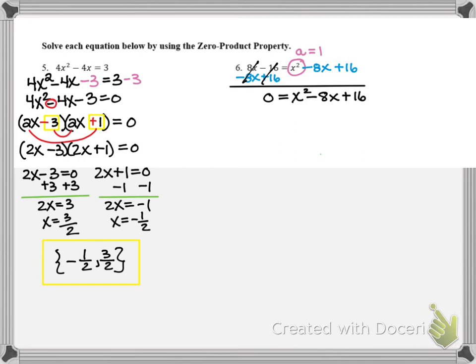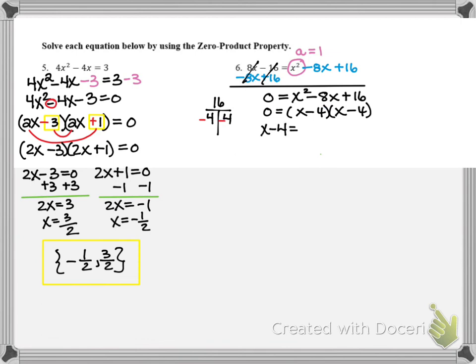It doesn't really matter what side the 0 is on. Right side, left side, it doesn't matter. So now I'm going to factor x squared minus 8x plus 16. The factors of 16 that will add up to 8 are going to be negative 4 and negative 4, because I need a positive 16 when I multiply, but a negative 8 when I add. So look at my binomials: x minus 4 times x minus 4.